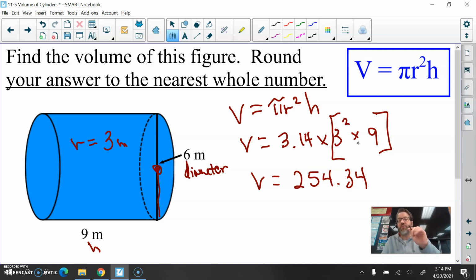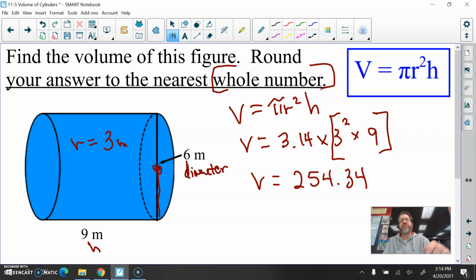No worries if you want to just go 3.14 times 3 squared times 9. You can do that. If you're using a regular calculator, find 3 squared, 9, take it times 9, and then take that times 3.14. You'll get the same result. So 254.34. It says to round to the nearest whole number, though.